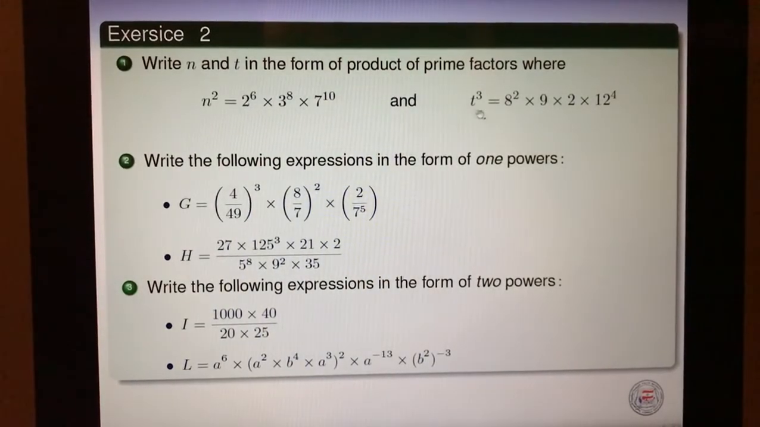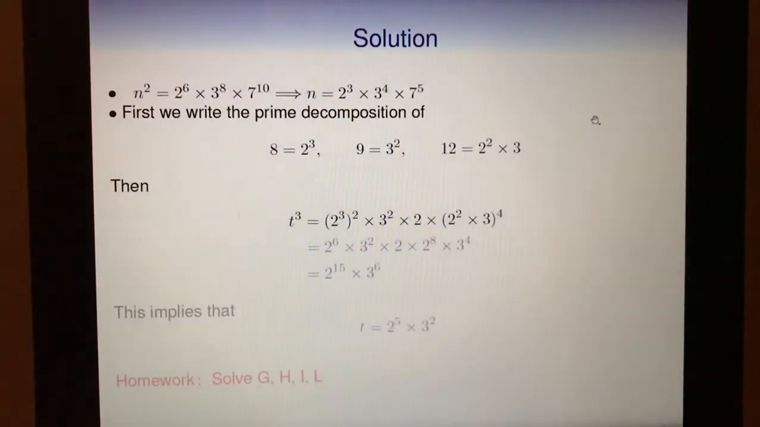Now we have t power 3 is equals to 8 power 2 times 9 times 2 times 12 power 4. So 8, 9 and 12 are not prime numbers. So the first step is to write the prime decomposition, or to write these numbers in the form of prime factors 8, 9 and 12. So 8 is equals to 2 power 3, 9 is equals to 3 power 2, 12 is equals to 2 power 2 times 3. Now replace these numbers by the prime decomposition.